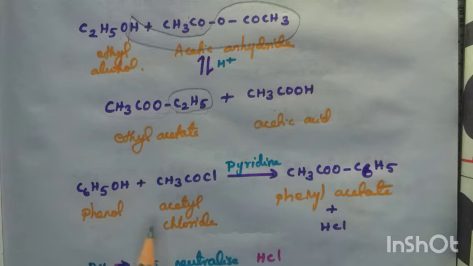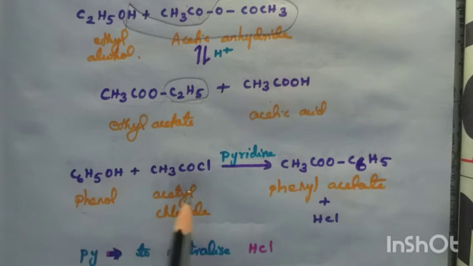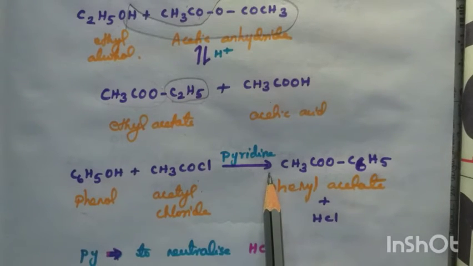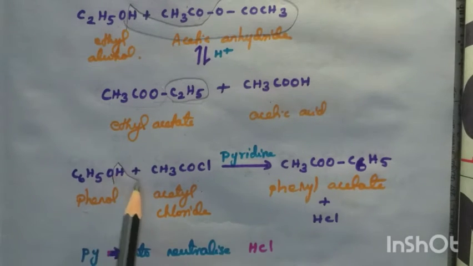Now, it is an acid halide. Acid halide means acetyl chloride. Example: acetyl chloride in the presence of pyridine. That is, the reaction takes place in base medium. How does the reaction take place here?